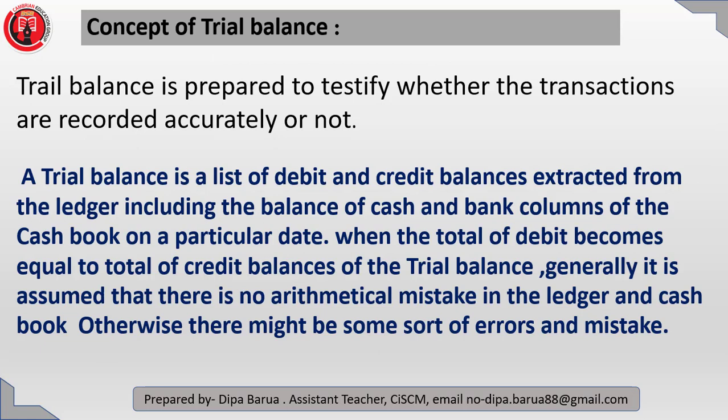Okay, at first we have to know the concept of trial balance. Trial balance is prepared to testify whether the transactions are recorded accurately or not. A trial balance is a list of debit and credit balances extracted from the ledger, including the balance of cash and bank columns of the cash book on a particular date. When the total of debit becomes equal to the total of credit balance of the trial balance, generally it is assumed that there is no arithmetical mistake in the ledger and cash book. Otherwise, there might be some sort of errors and mistakes.